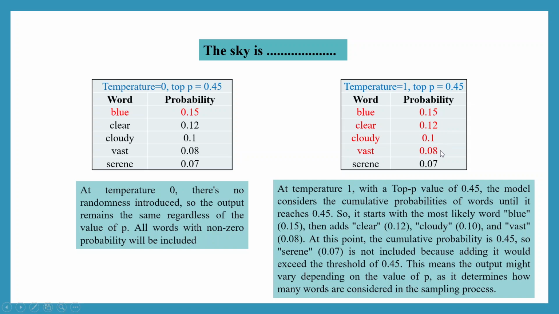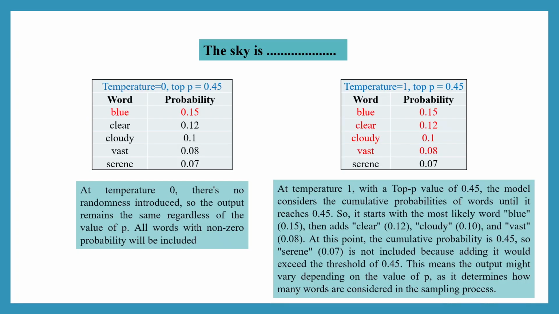Now you do the total of this. It has reached 0.45. At this point, the cumulative probability is 0.45. So serene, 0.07, is not included because adding it would exceed the threshold of 0.45. This means that the output might vary depending on the value of P, as it determines how many words are considered in the sampling process. Let's understand this. If I increase the top P value, more words will be considered in the output. If I keep top P less, fewer words will be considered.